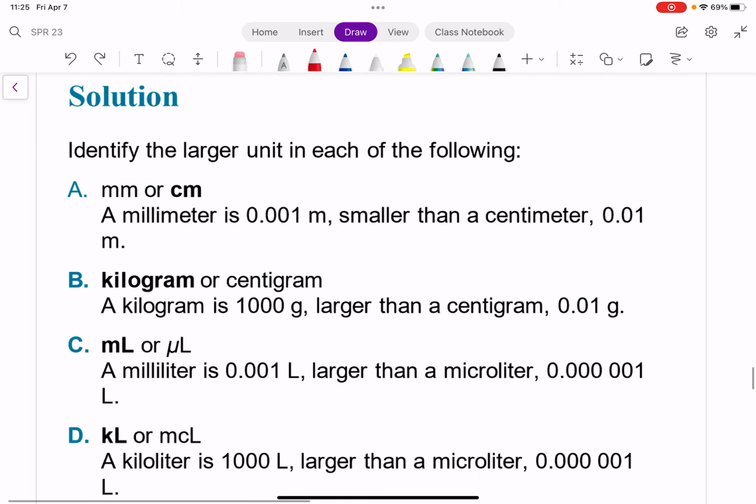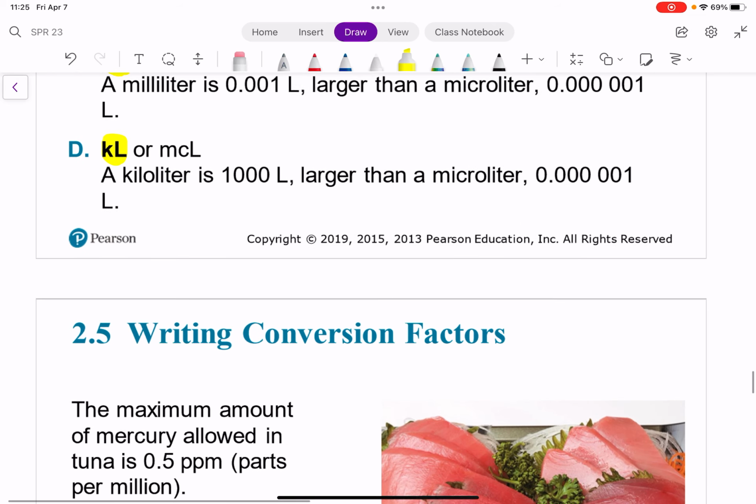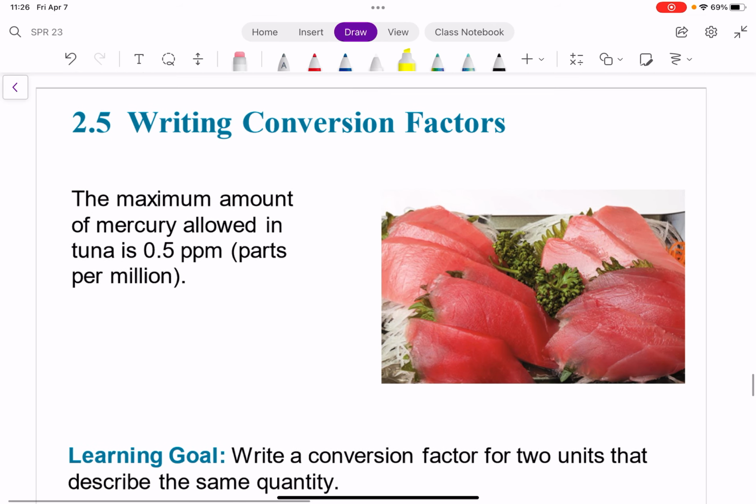All right, let's check it out. Identify the larger unit for each of the following. Which one's bigger? Yeah, centimeters are bigger than millimeters. And you'll see that on your chart. Centimeters come before millimeters. So our centi comes before milli. Kilograms are much larger than centigrams. Milliliters are larger than microliters. And kiloliters are larger than microliters. Okay. All right, moving on to 2.5.